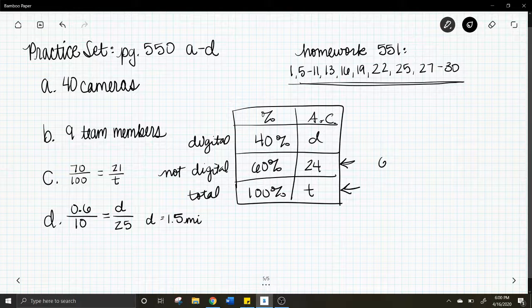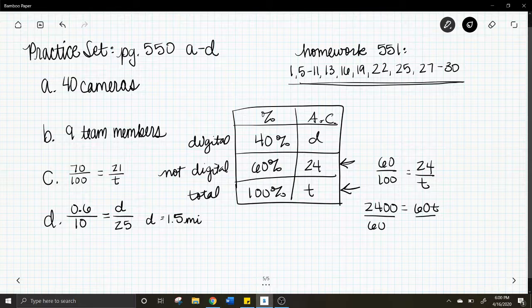So bring those numbers out into a proportion and cross multiply to solve. So we would say 100 times 24 equals 60 times t. How do we solve for t? We would divide by 60. And that would give us the answer, which was 40 cameras. All right, so make your percent, make your ratio box, fill in what they give you, and then use the rows you need to find the information they ask for.